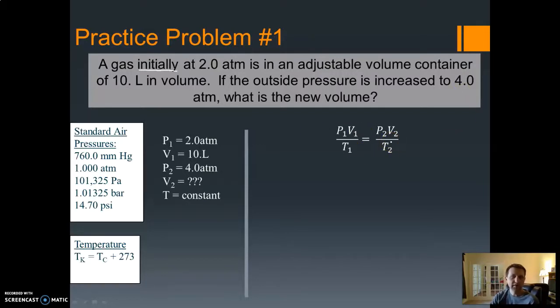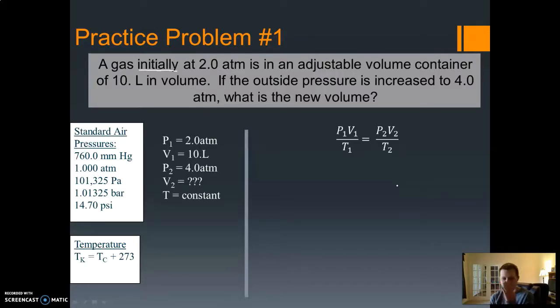Well, who cares, right? It doesn't give me what the temperature is. It doesn't say what it is. So who cares? If you need to feel better, just plug in a random number for both, okay? Because it's the same on both sides, right? It's constant. So what I do is I rewrite my combined gas law without the part that's constant.